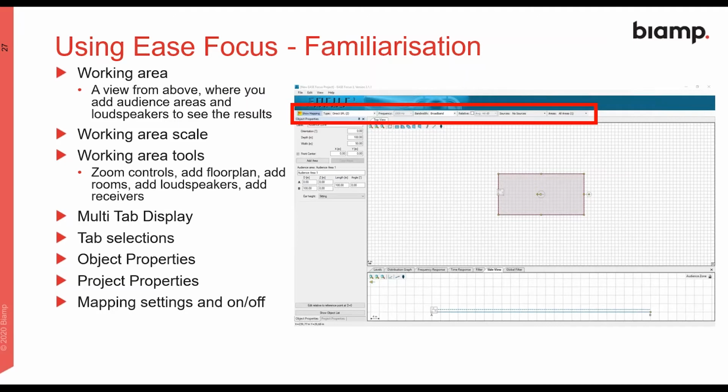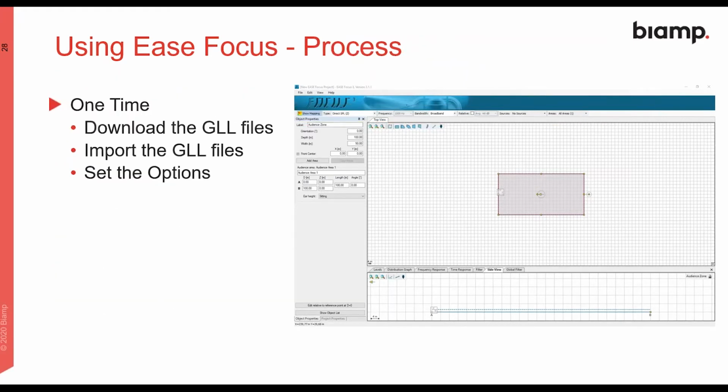So whilst you're putting loudspeakers into your design, it's a good idea to turn show mapping off so that it doesn't try and recalculate every time you move a loudspeaker. And then once you've got your loudspeakers in place, you can turn the mapping back on and it starts to do the calculations of what the sound will have to be. So quite a lot going on the screen, but if you break it down into these little sections, it becomes quite usable.